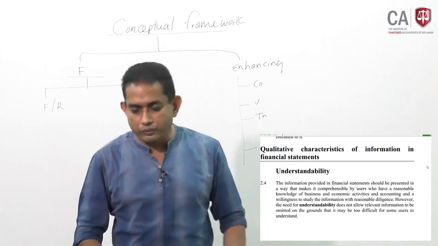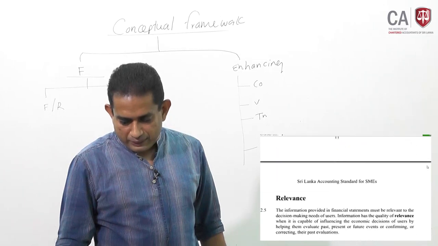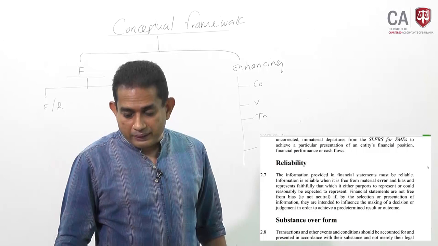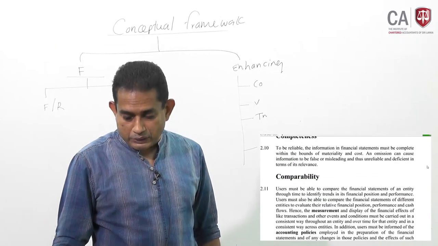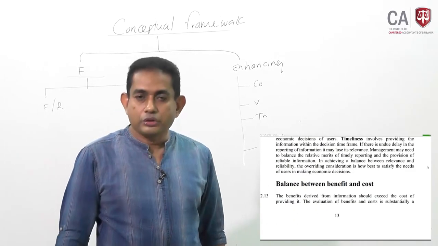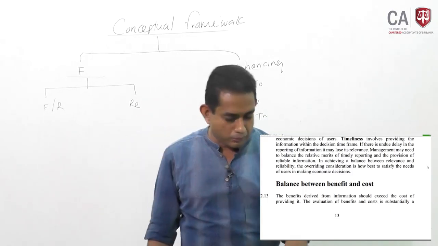Understandability are the qualitative characteristics. Let me go through it for you all. Understandability, relevance, materiality, reliability, substance over form, prudence, completeness, comparability, timeliness. Those are the characteristics which the SLFRS for SME talks about.